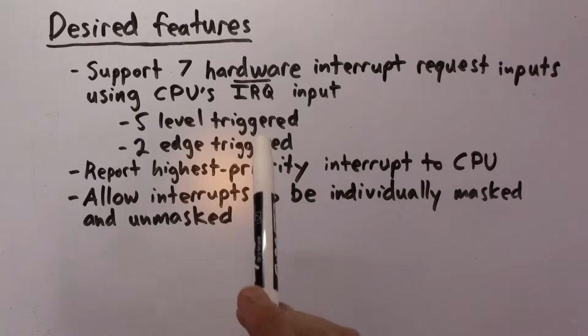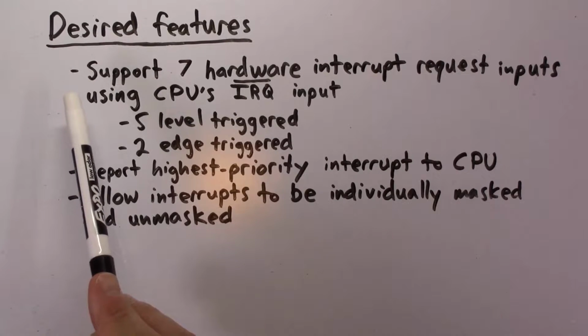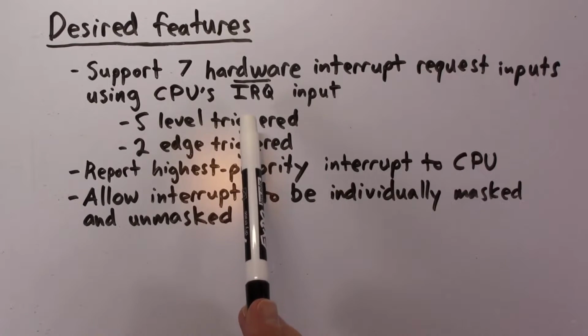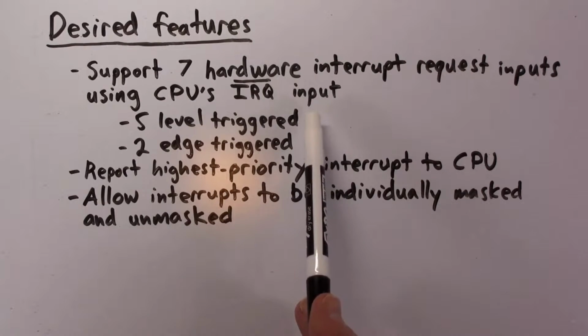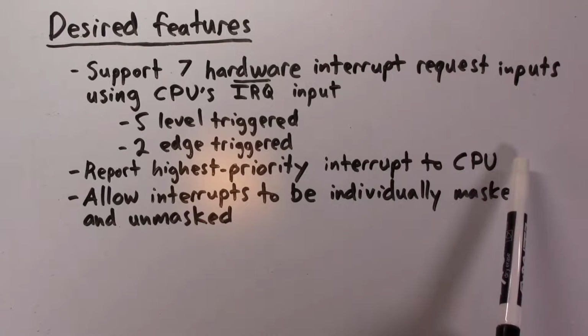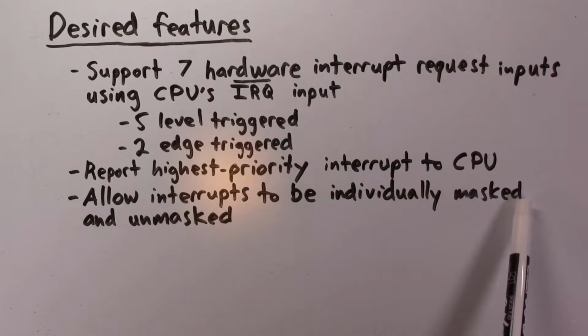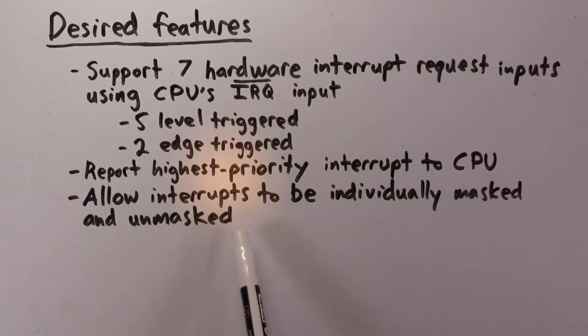Let's get started. Here are our desired features for the interrupt controller. We will support 7 individual hardware interrupt request inputs, all of which will share the CPU's level-triggered IRQ input. 5 of the interrupt request inputs will be level-triggered, and 2 will be edge-triggered. The individual interrupt requests will be prioritized, and the interrupt controller will have a mechanism to report the identity of the highest priority interrupt to the CPU. The interrupt controller will also have a mechanism to allow individual hardware interrupts to be masked and unmasked.